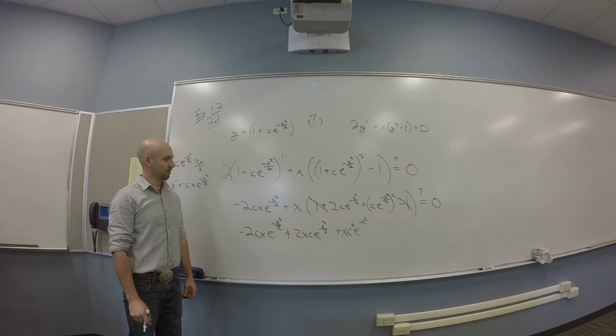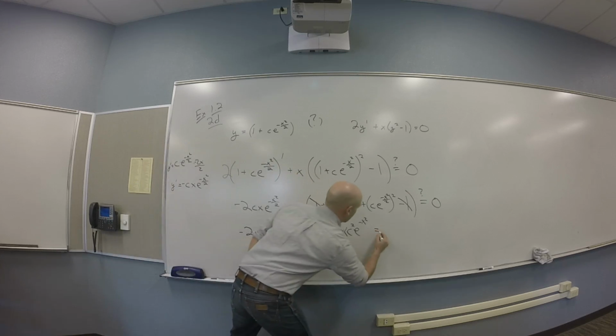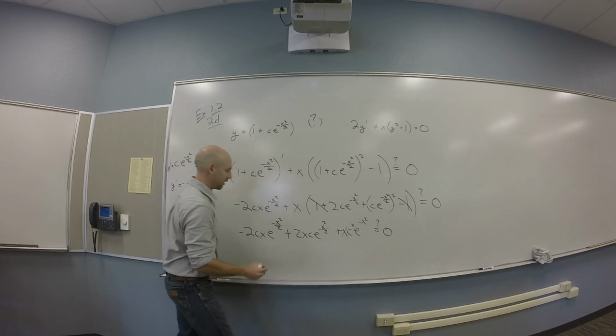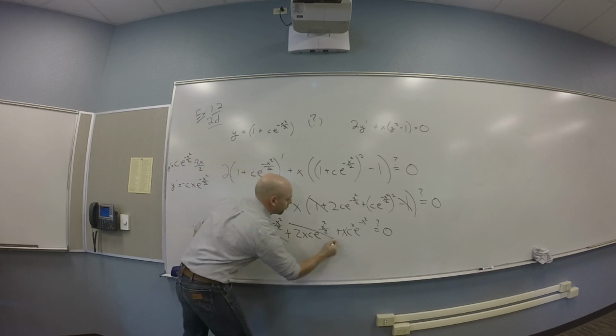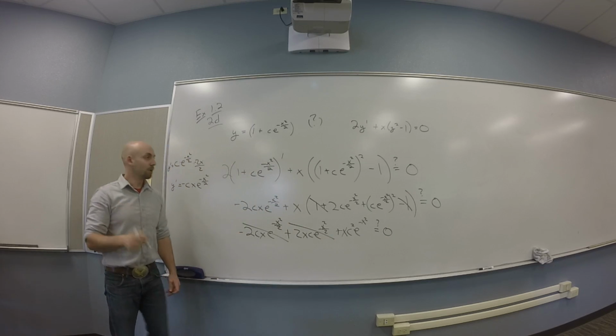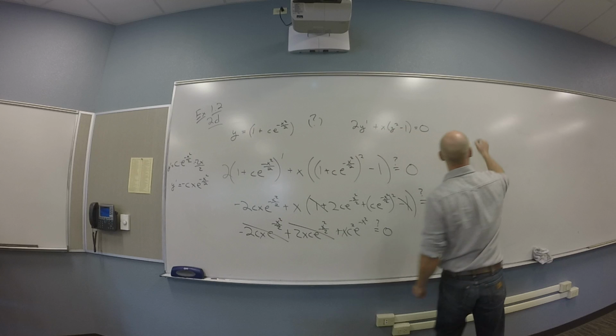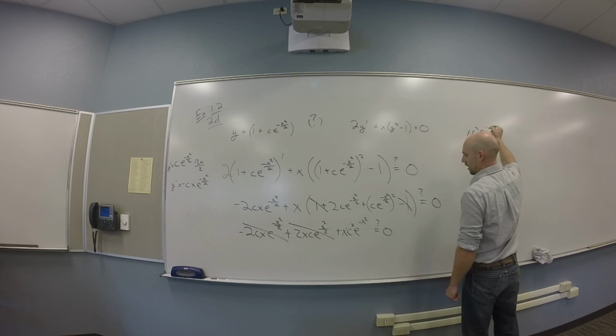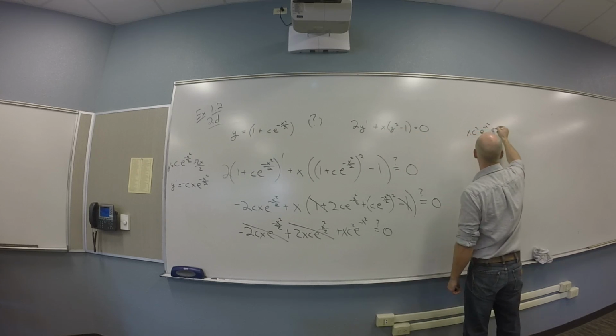And what's this supposed to equal? 0. But it doesn't, unless x is 0. So these two cancel, right? And what you're left with is x c squared e to the minus x squared is 0, maybe?